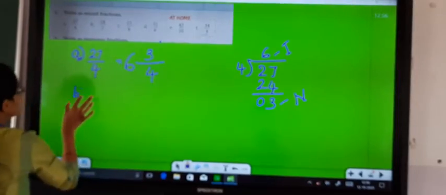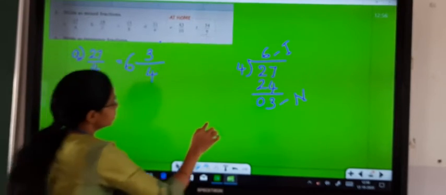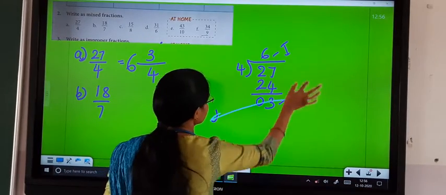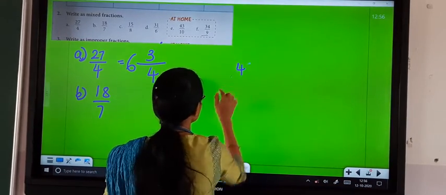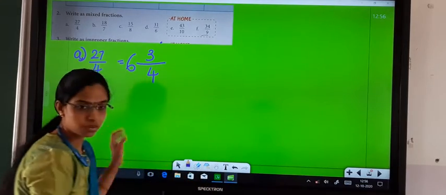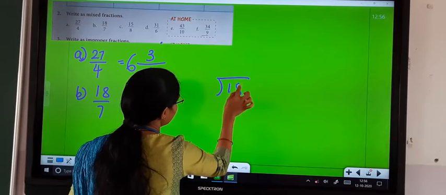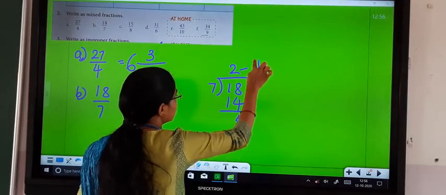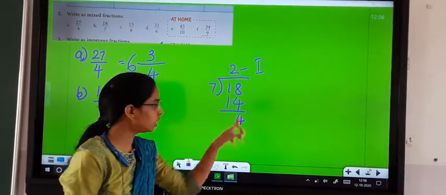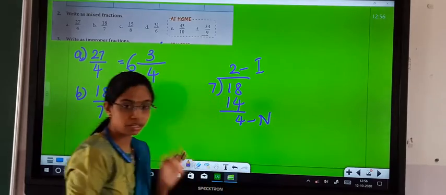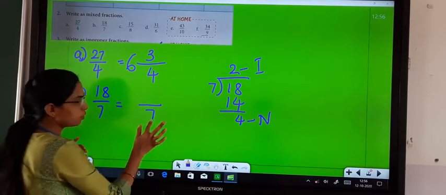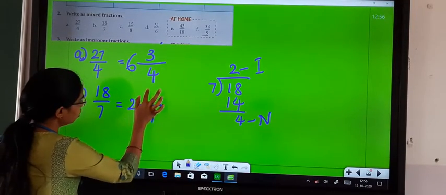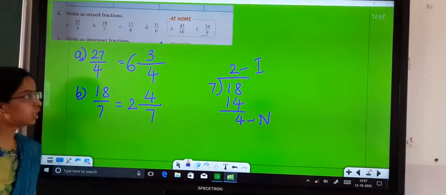Clear? Now 18 by 7. The same method is followed. Here 18 by 7. 7 2s are 14. 4 remains. Here the quotient will be the integer part and the remainder will be written as the numerator. The denominator will not change in all the cases. 7 as it is. 7 2s are 14. So here the remainder will be your numerator.